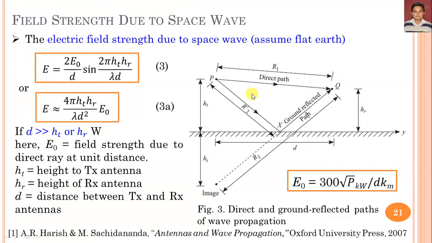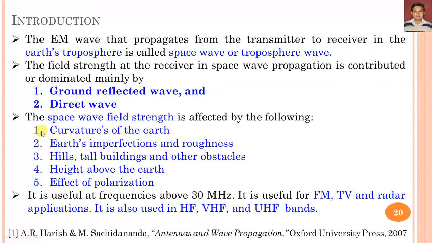By using the image principle theory we can derive the expression, and the derived expression is given in equation 3. Another important parameter is E naught, the field strength due to the direct ray at unit distance, which we can calculate as E naught equals 300 root of P in kilowatts divided by d in kilometers. So we can find the field strength, and it is affected by the parameters we have discussed in this slide.